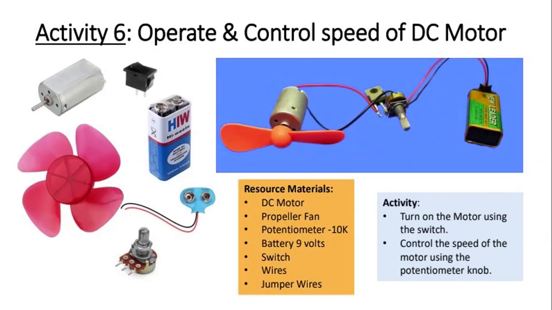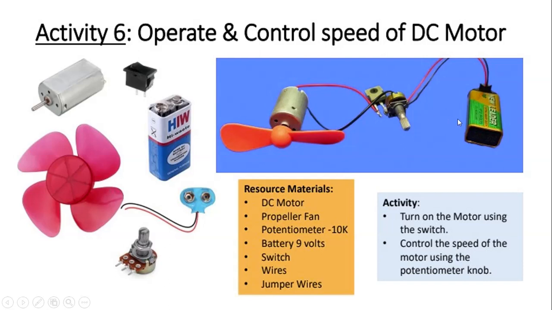Here we have to operate and control the speed of the motor. So we can connect a 7805, a potentiometer, a switch, then the motor, then a 9 volt battery, connecting wire, and then a propeller fan to move the fan itself.